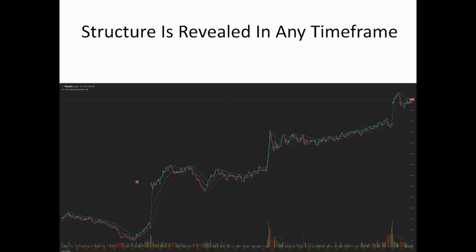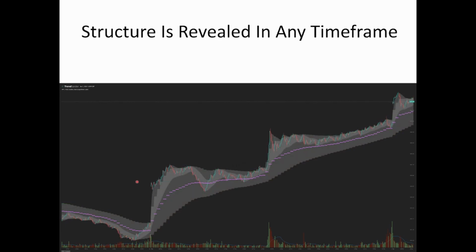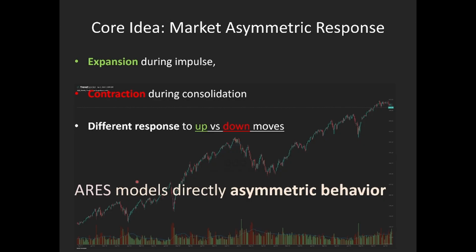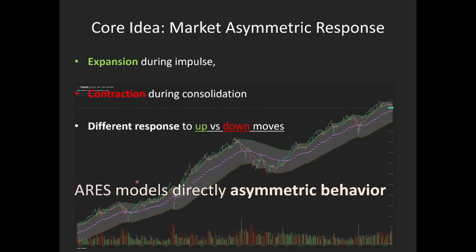This kind of structure is revealed in any time frame, so it's fractal. You could plot the envelopes in any time frame. This is a 1 minute chart. The previous one was a weekly chart. The core idea is that the market reacts asymmetrically to expansion and contraction, to moves up versus down, and ARES includes this market asymmetry in its design.